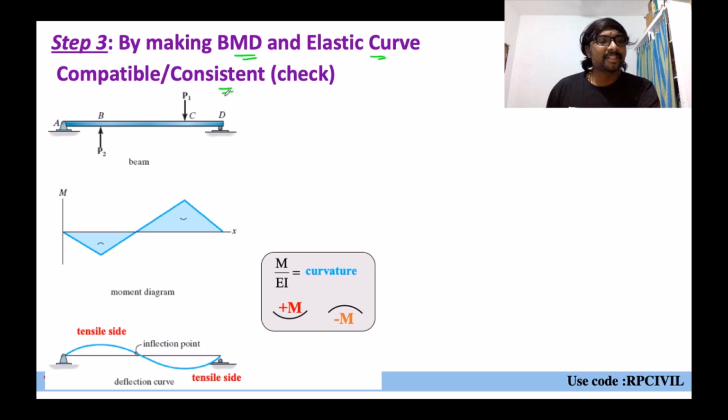So there must be some relation between the bending moment diagram and the elastic curve. What is the relation you can see if you observe? For this beam, a continuous beam, two span beam, this is left span AB, right span BCD. On this portion, positive bending moment, that is sagging bending moment, will be possible. On this portion, negative bending moment, that is hogging bending moment, is possible.